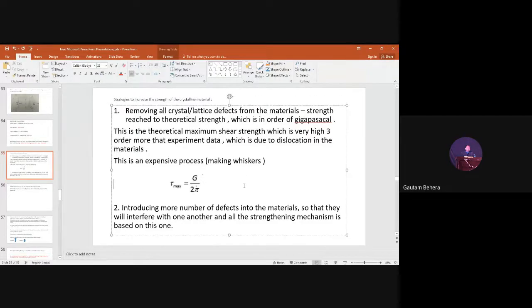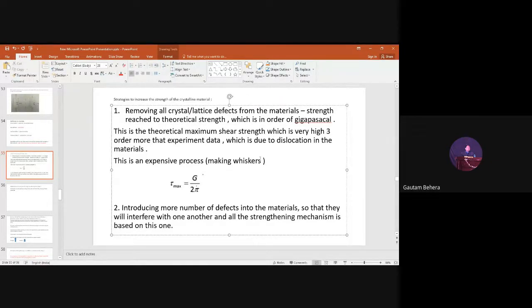So basically we have two strategies for how we can improve the strength of the material. The first strategy is what? Make a perfect crystal. That is the first strategy we can have. I think you people remember this part. Just by forming a perfect crystal, we can enhance the strength of the materials.